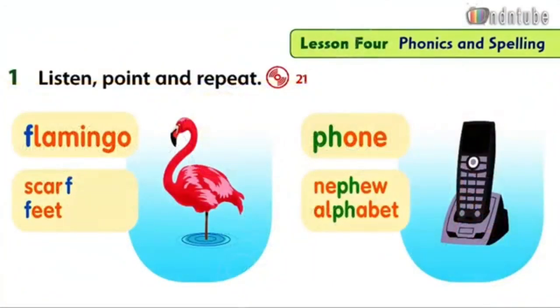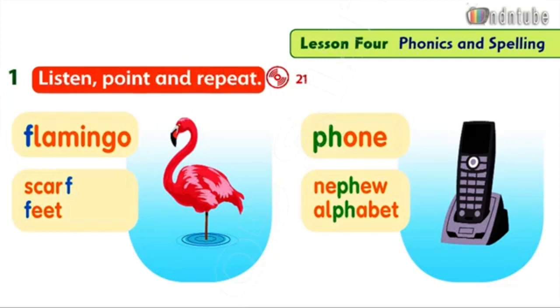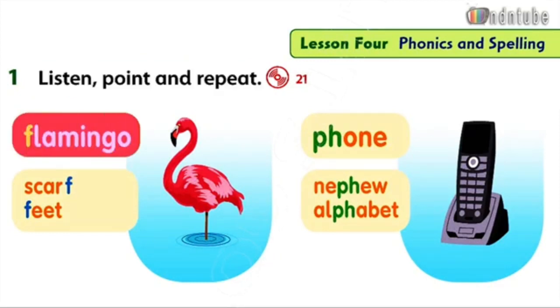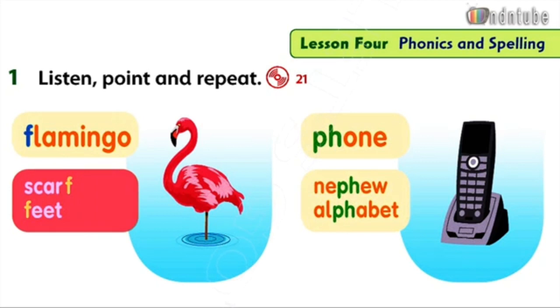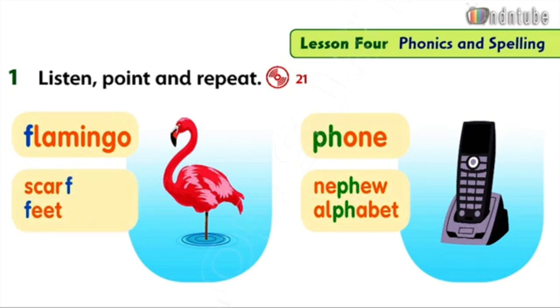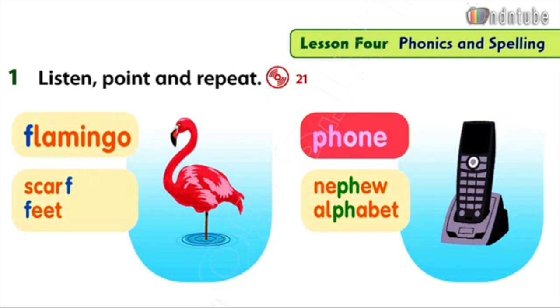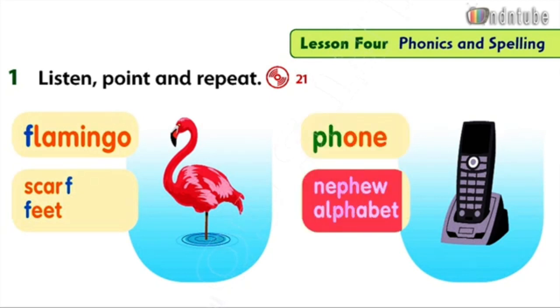Listening 21. Listen and point. Flamingo. Scarf. Feet. Phone. Nephew.